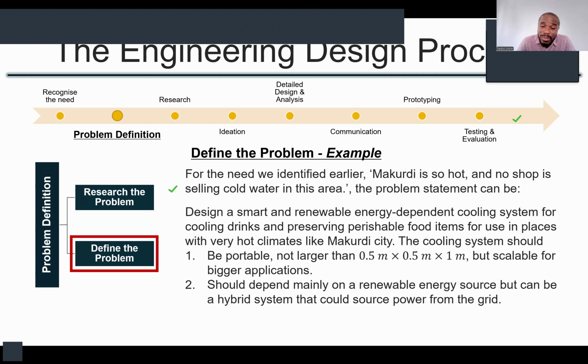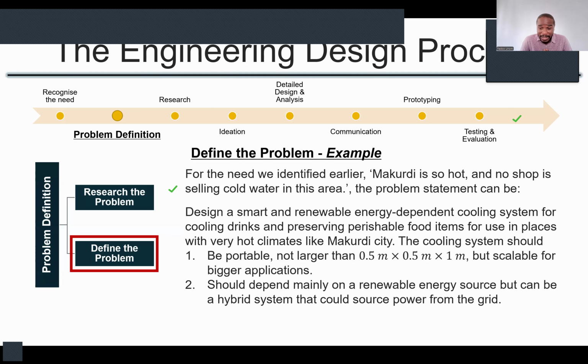So we identified that Makurdi is so hot and no shop is selling cold water, right? And we discovered that the problem is power generation, power supply, cost of electricity in the area. That's why these guys don't have cold water. So this is the problem statement. We say, design a smart and renewable energy-dependent cooling system for cooling drinks and preserving perishable food items for use in places with very hot climate like Makurdi City.